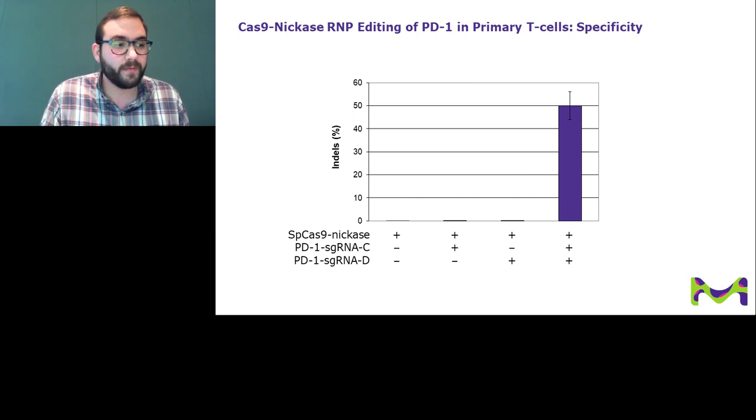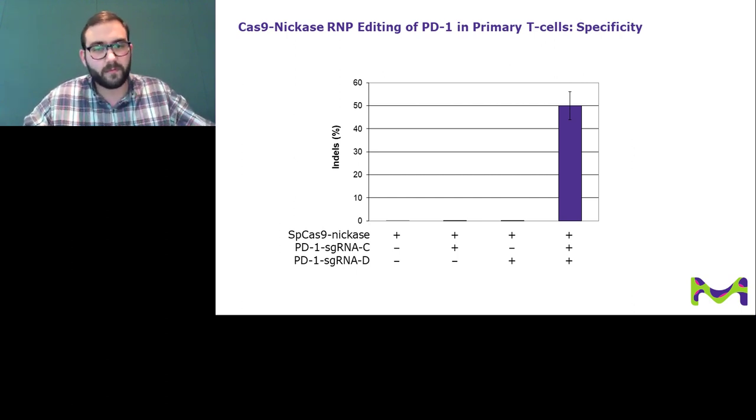Putting all of this together, we now know that we have a highly specific editing system with high cutting efficiency in a relevant cell line at a relevant clinical target. The next step is to determine if the editing being performed by this system is actually phenotypically knocking out the protein of interest and not just insignificantly genotypically editing the sequence.